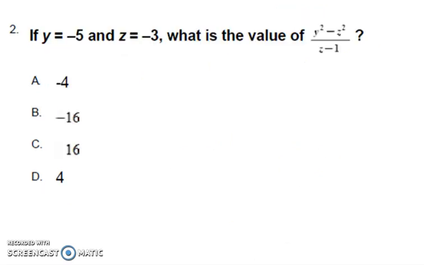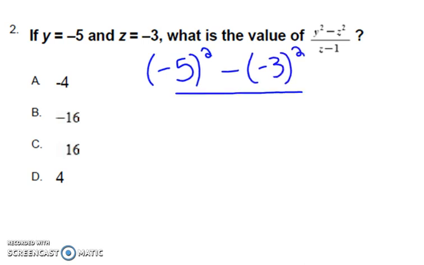Question 2. If y equals negative 5 and z equals negative 3, what is the value of y squared minus z squared over z minus 1? So again, we're substituting our numbers in. Everywhere we see a y, we're going to put a negative 5, and everywhere we see a z, we're going to put a negative 3. Now, this is really important to put those parentheses because of those negative numbers. So, y is negative 5 squared minus z is negative 3 squared over z is negative 3 minus 1.